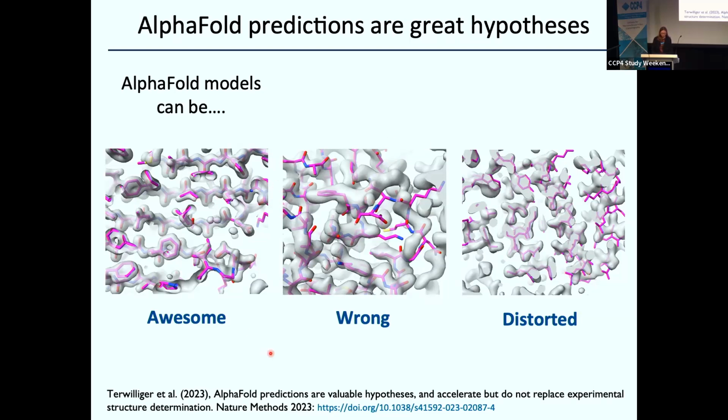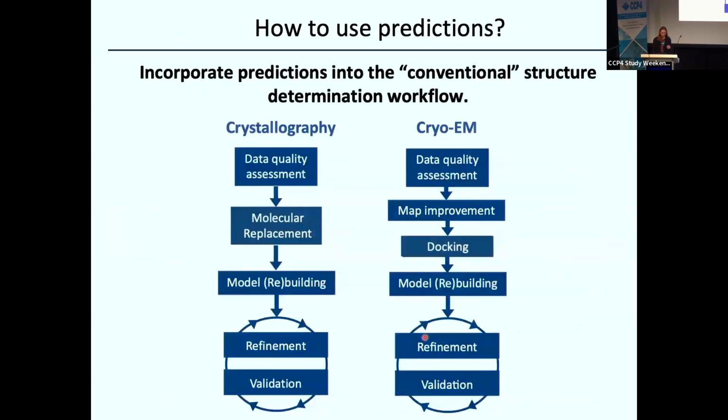And so it's good to realize that for all these three examples, the pLDDT was high, so larger than 90. So even by interpreting these confidence measures, we would not necessarily know in advance if parts of the structure are wrong or distorted. So how can we use these predictions? So the obvious way is to incorporate them into the conventional structure determination workflow.